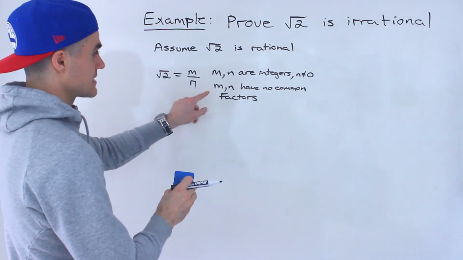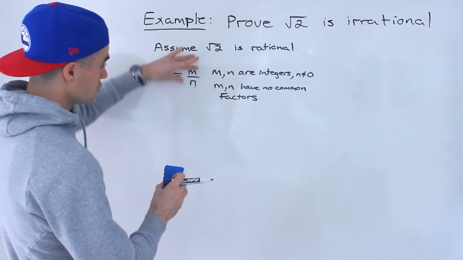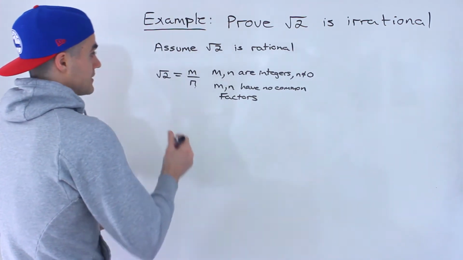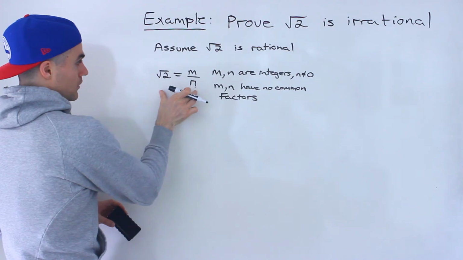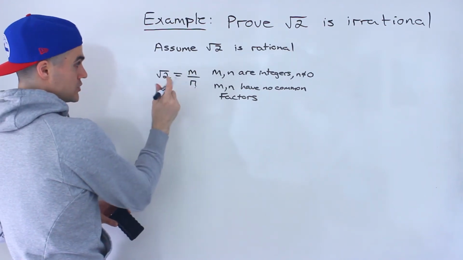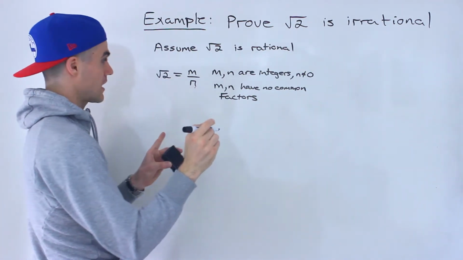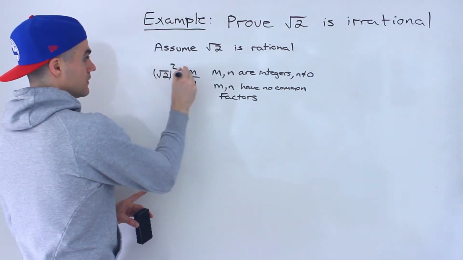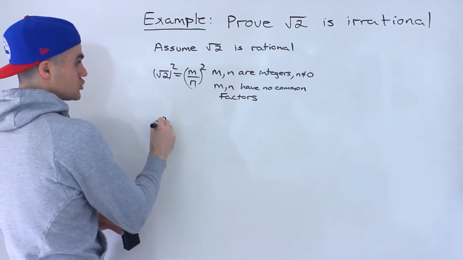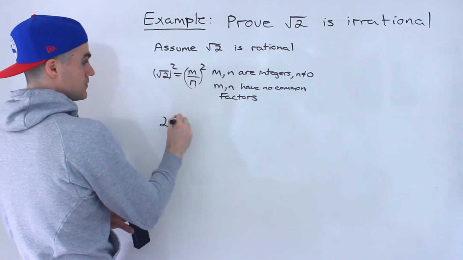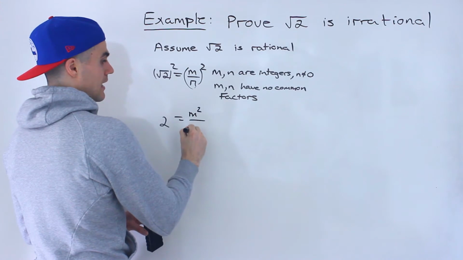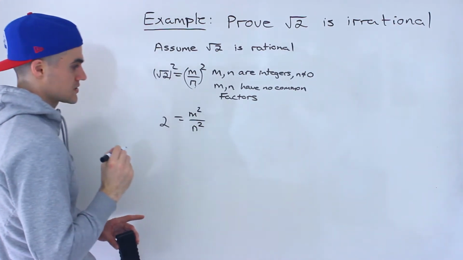I'm going to state it like this: m and n have no common factors, so m over n here is in lowest terms. From here, I'm going to work with this equation. To start off, I'm going to square both sides. What we do to one side, we have to do to the other. The next line would be 2, since the square root of 2 squared is just 2, equals m over n squared, where the numerator gets squared and the denominator gets squared.